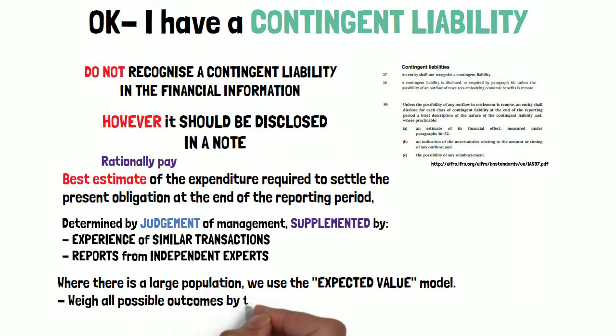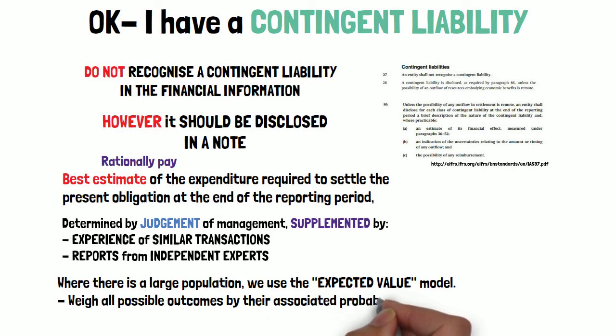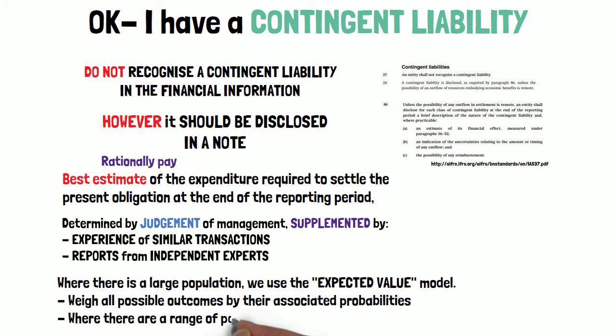We'll do the hardest bit first, which is where there's a large population, where there are different ranges of possibilities. What would we do? Well, in this case, we use something called the expected value model, and we use it if it's a large population or not. But essentially, you have to weigh up all of the possible outcomes by their associated probabilities, and where there's a range of probabilities, find the midpoint. So it's quite hard to explain it in words, but let's go through an example.